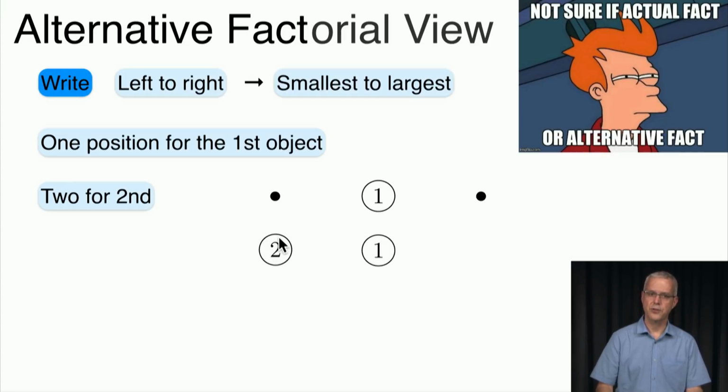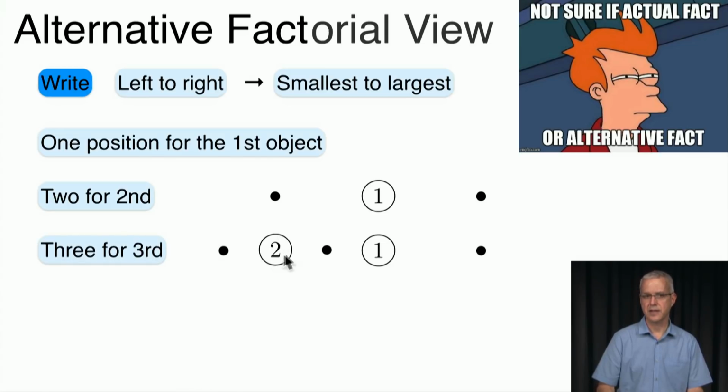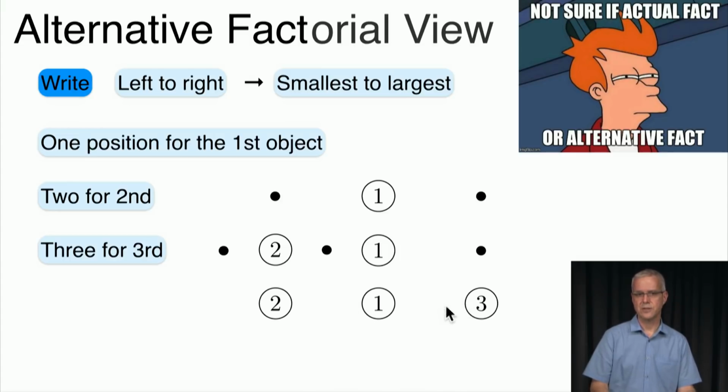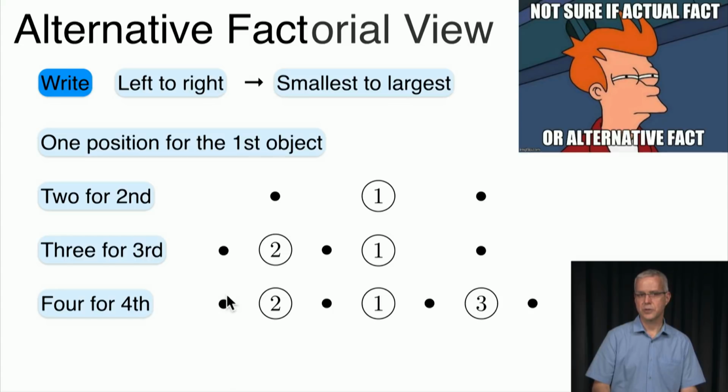Okay, so now for the third object, we have 3 relative locations. We can put it to the left of the second element, between the first 2 elements, or to the right of the first element. So we have 3 locations, and let's say we put it to the right of the first element. So we have these locations. Now for the fourth element, we'll have 4 locations to put it, either here, here, here, here, and so on.